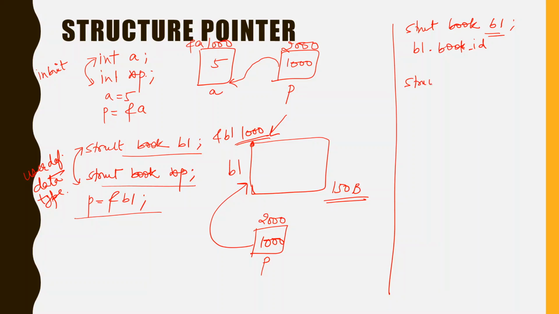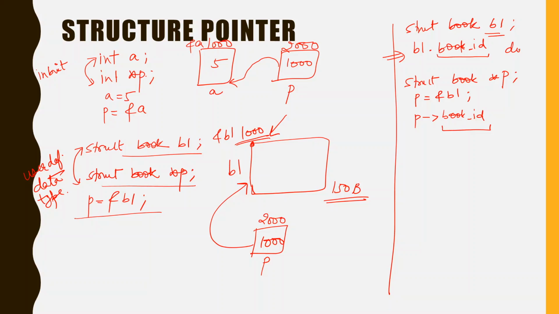Now suppose I create struct book pointer p. Here we have created a pointer p, and p equals ampersand b1, so it is going to point to b1. Now if I want to access this b1 dot book id through the pointer, we will use the arrow operator: p arrow book id. So the same member variable is accessed differently from the structure variable and the structure pointer.